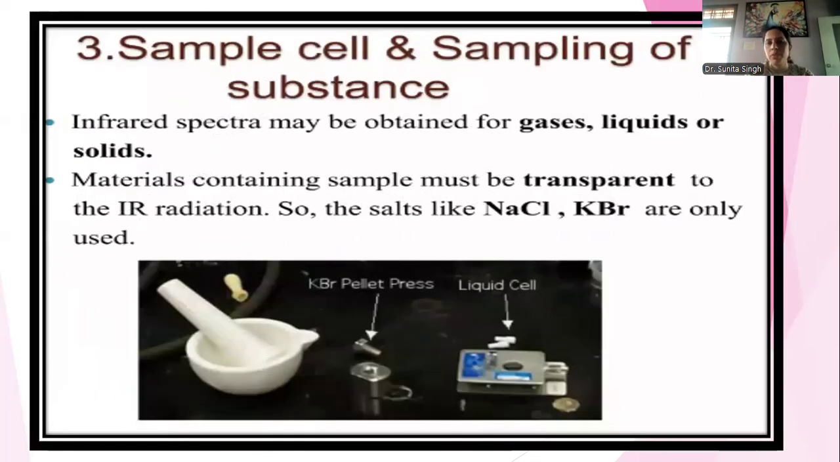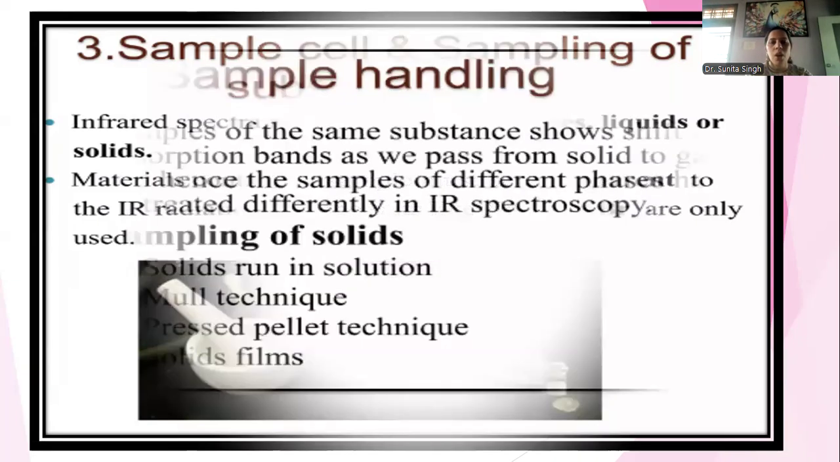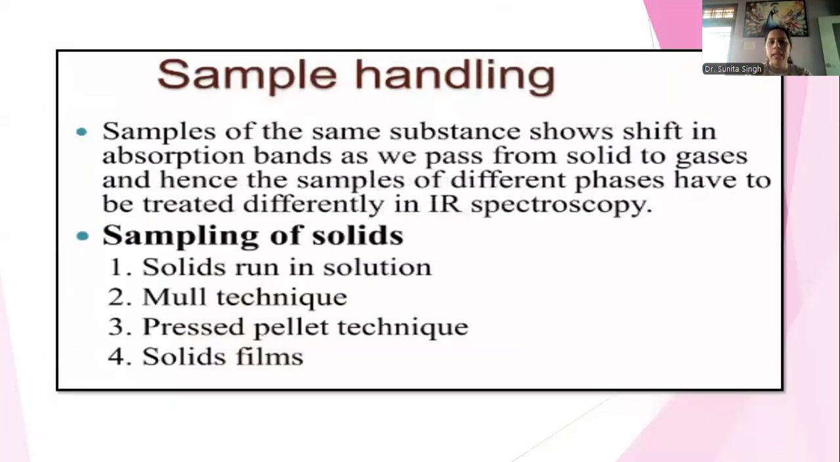Samples and sampling: infrared spectra may be obtained for gases, liquids, or solids. Materials containing the sample must be transparent to IR radiation. This is an important condition. So salts like NaCl and KBr are used. You can see the KBr pellet press, liquid cell, and pestle and mortar are used. Sample handling: we have different handling methods for solids, liquids, and gases.